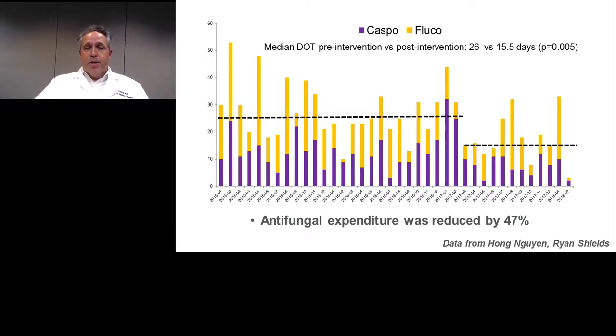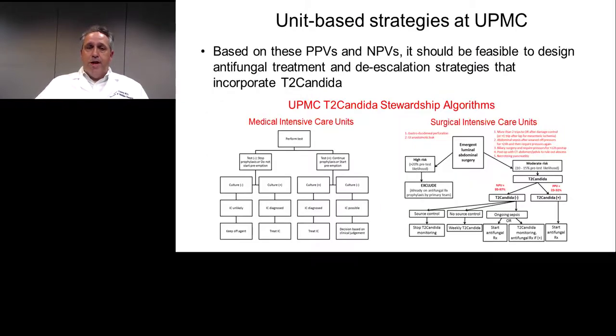So with that now, we've developed other unit-based strategies in different units with different patient populations, and we're rolling these out one by one at UPMC, taking advantage of both positive and negative predictive values in the appropriate settings to either initiate or de-escalate antifungal therapy.